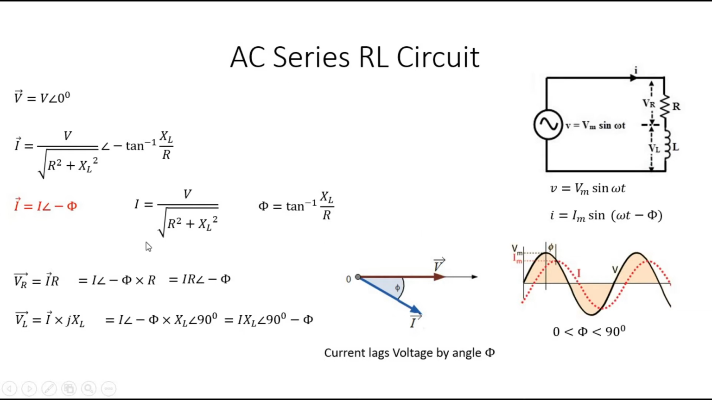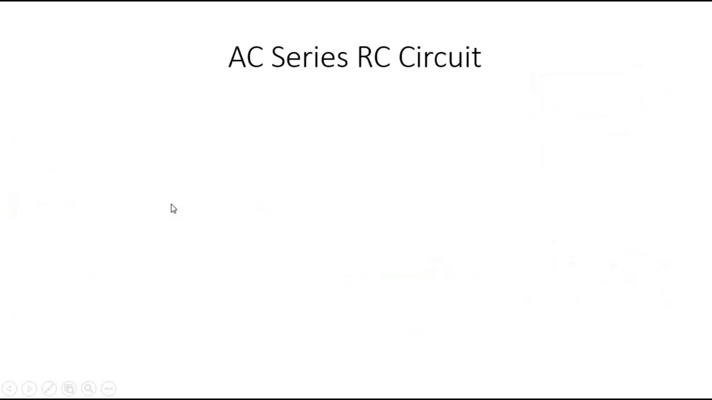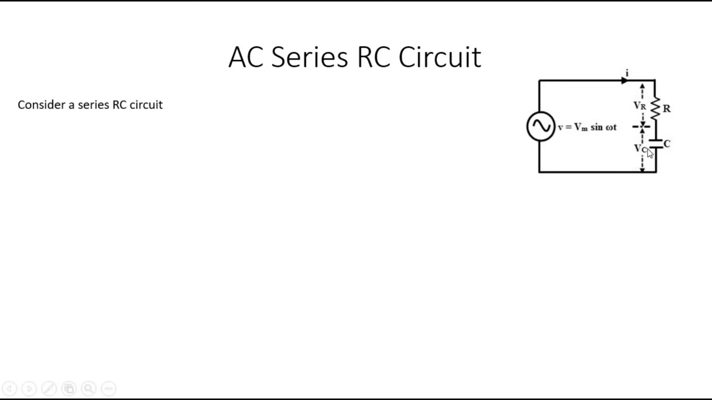So this is about the AC series RL circuit. Then the AC series RC circuit. Similarly, we can consider a series RC circuit, R and C. The same current I is flowing, and the applied voltage is V equal to Vm sin omega t. Since it is the reference, there is no phi, and we can write the phasor, vector V, as V angle 0, where V is the RMS voltage, Vm by root 2.